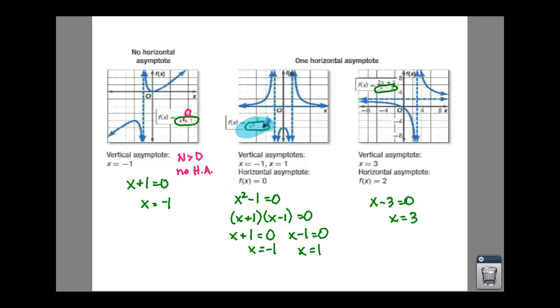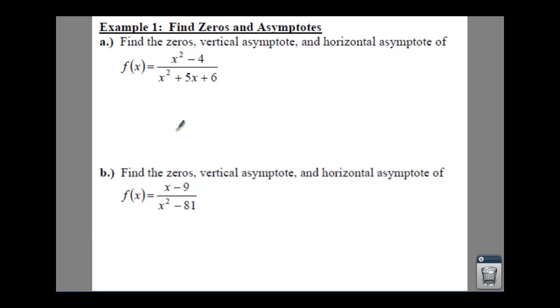Now on the second picture here, you're going to have the degree on top is less than the degree on the bottom because your degree on top is 0. So since it's less than your degree on your denominator, that means you get y equals 0 or f of x equals 0. And then over here on the third example, you have a 1 on top and a 1 on bottom, so you're going to take your coefficients and say y is equal to the coefficient on top divided by the coefficient on bottom, which is just 2. So those are a couple of little visual examples for you.